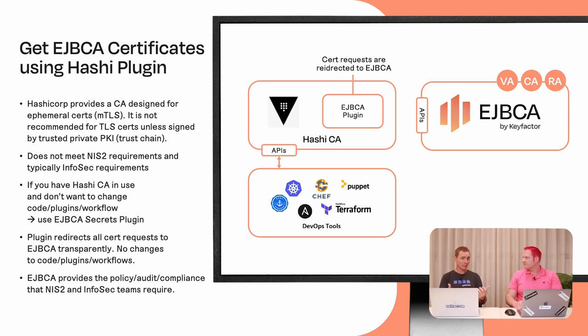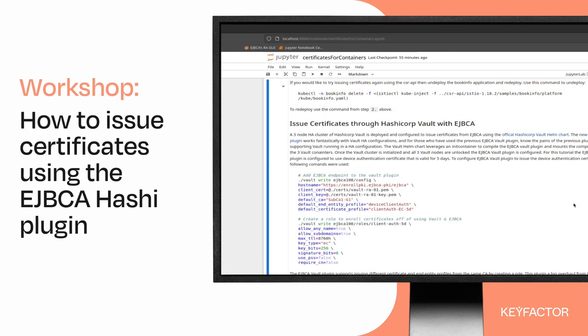So we built a plugin that allows us to redirect the calls to EJBCA. Much like you just saw with the CSR API, where it redirects to EJBCA, same thing here. If your application, service mesh or Kubernetes cluster is calling into Hashi to get a cert, it'll actually redirect it to EJBCA where we will work the magic. So, handing it back over to my good buddy Sven, let's go take a peek.